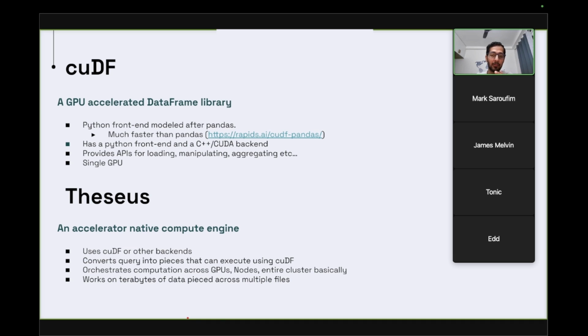So if it's not a straight group by, if it involves multiple group bys and joins and whatnot, it's going to insert that there. It can scale not just to a single node with multiple GPUs, but to an entire cluster. Because of that, it's able to work on terabytes and terabytes of data sitting across multiple files across the whole node, whole cluster.